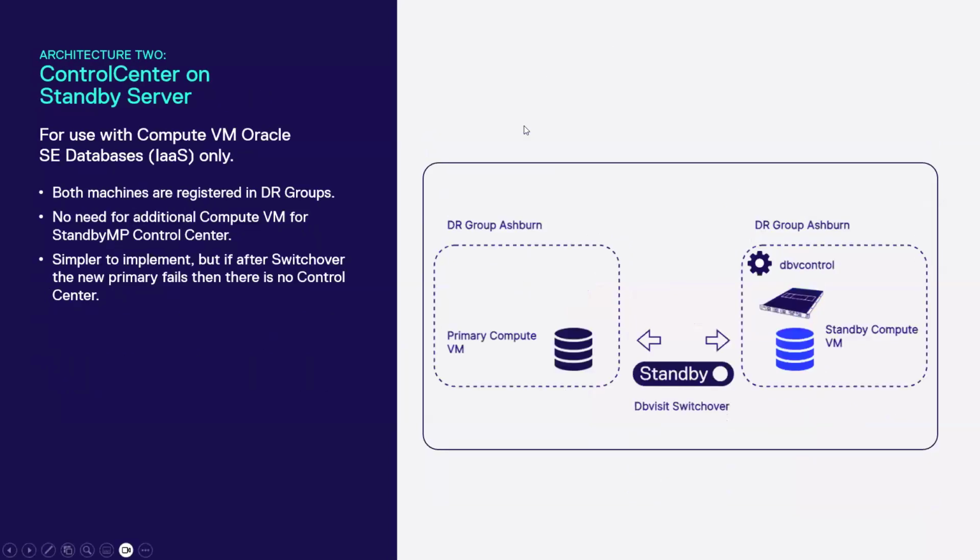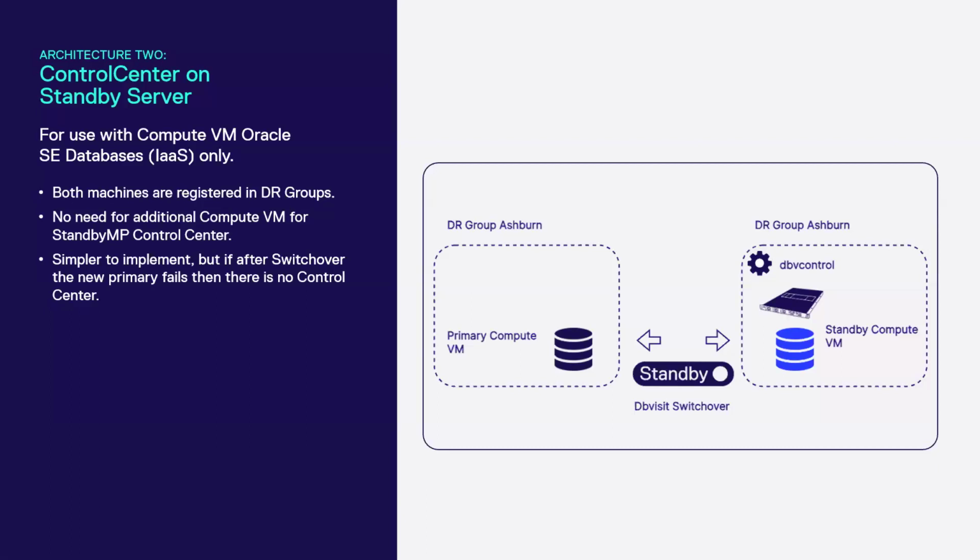The second method is if you're using your compute machine for your Oracle, for example, if you're using bare metal machines. When you're using bare metal machines, both machines can be registered in your DR groups, but there's no need to add additional compute machines in this case. For example, if you have a one-on-one configuration, it's simpler to implement this. You can use your control center in your DR machine and use it directly to switch over and fail over your databases. But one key disadvantage is that once your switchover is done, you will be running your control center and everything on your primary side.